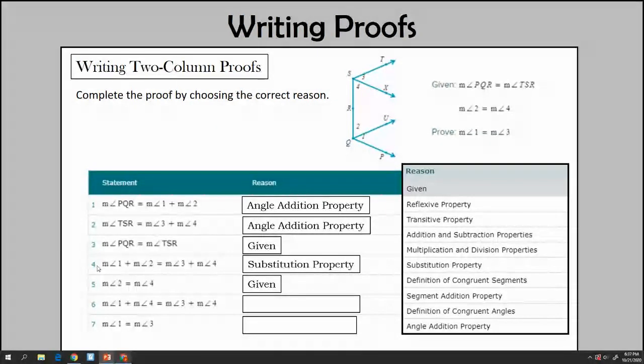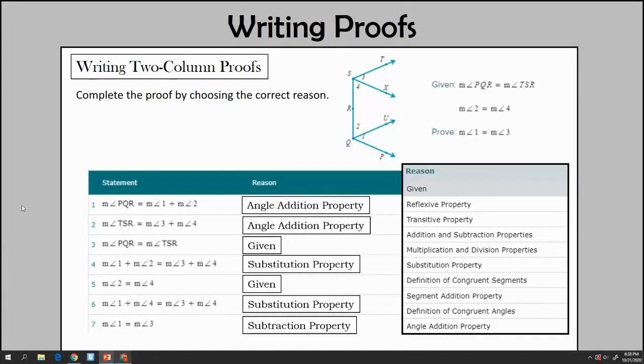Now look at statement 4 and statement 6. Tell me what's the difference. Hopefully you recognize that this measure of angle 2 has been replaced with the measure of angle 4. Well, that comes from line 5. Angle 2 and angle 4 are equal to each other, so I can replace this measure of angle 2 with the measure of angle 4. That's substitution. Now you'll notice I got a measure of angle 4 on each side of the equal sign. So if I subtract the measure of angle 4 from both sides, I'll have my final answer. Once you do a few of these, you'll see the pattern with this.